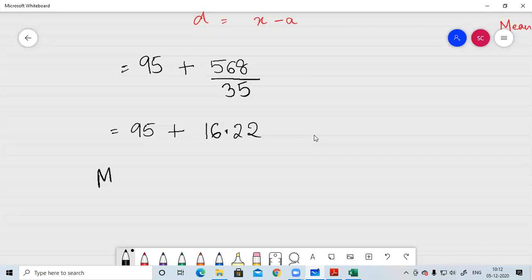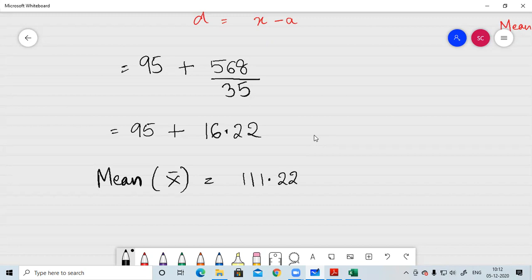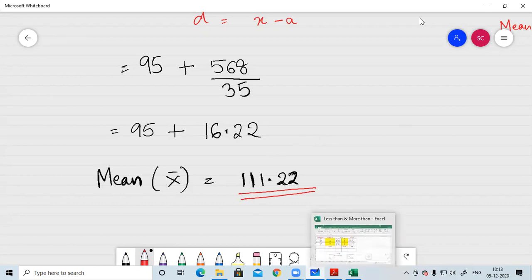So that means the mean, which is also denoted by X bar, is equal to 95 plus 16.22, which is 111.22, or 111.23. Understood this? Yes, sir.